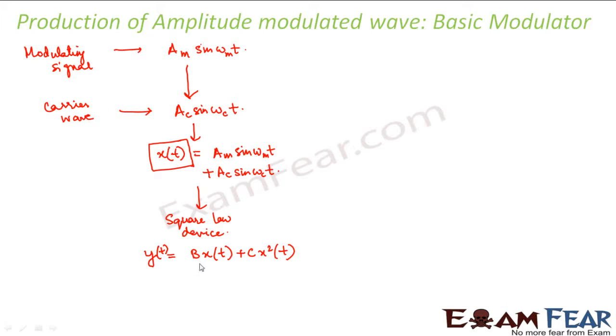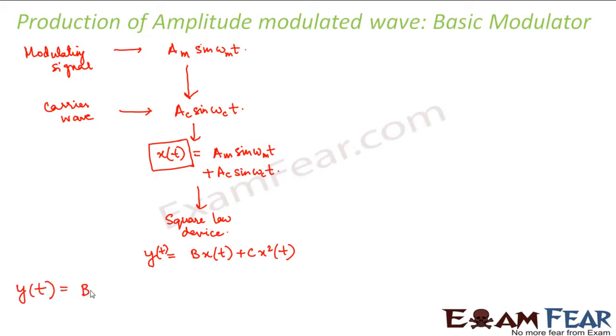So here if you see, the output depends not only on the input linearly but also on the square of the input, where b and c are constants. So this is how the output would be, and this is how amplitude modulated wave is produced. Now we will see how the output is in this case. Here we have assumed that x of t, that is the input, is simply a combination of the modulating signal and the carrier wave. So let us try to determine the output in this case. What would be the output?